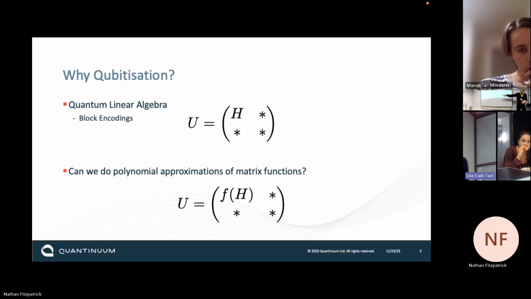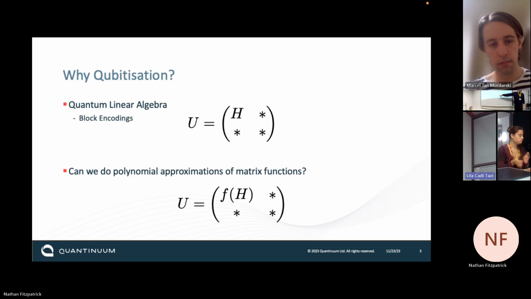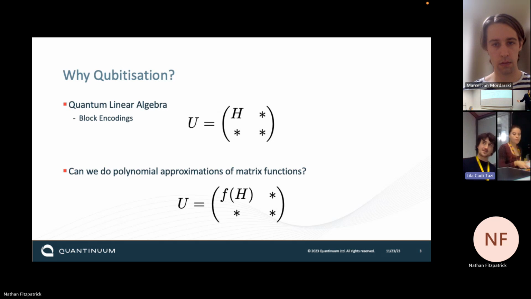And the result of this work, this talk will hopefully give you some understanding of how we can do polynomial approximations of functions on these circuits. And that's really what Qubitisation plus quantum signal processing leads to: matrix function approximations in the quantum circuit. Now, I won't talk about any complexity or anything like that. I'm just going to try to give you the intuition behind these problems.